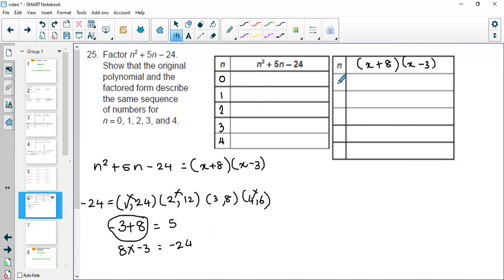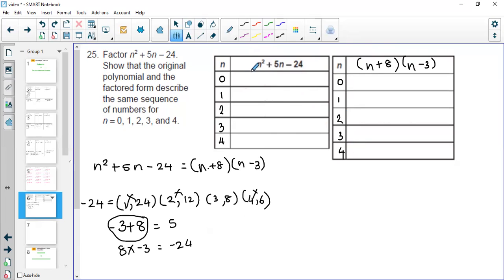So all you're going to do is substitute the value of n here. Well, that was not an x, that's an n. I keep making this mistake because mostly we use x's. So this is going to be n plus 8, n minus 3, not an x. Here we are going to write the values 1, 2, 3, 4.